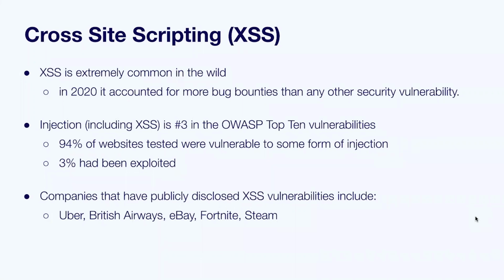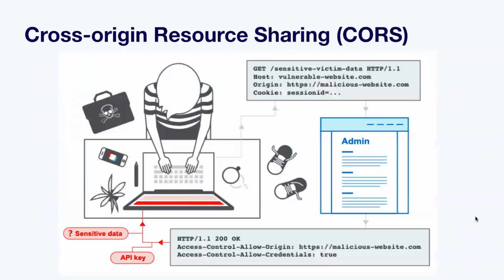OWASP, when they tested websites, found 94% of the websites they tested were vulnerable to some form of injection, and 3% of those sites had been exploited in that manner. And there's a list of household names underneath of companies that have publicly disclosed XSS vulnerabilities in the past. So it's not just us. We think we might be in a smaller development team or a smaller company and might get these things wrong. Even the big guys get it wrong from time to time. So testing and making sure that you're not vulnerable is obviously the way to go.